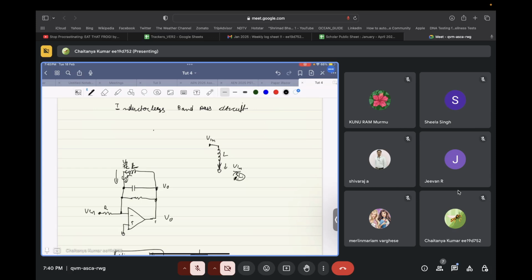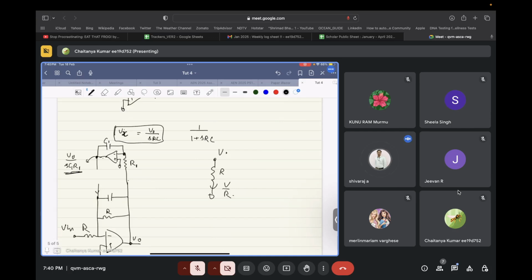Correct. Now, is the sign of this expression, whatever I have written, correct? If V0 is over here and it passes through this integrator, will the sign, whatever I have written, be correct?